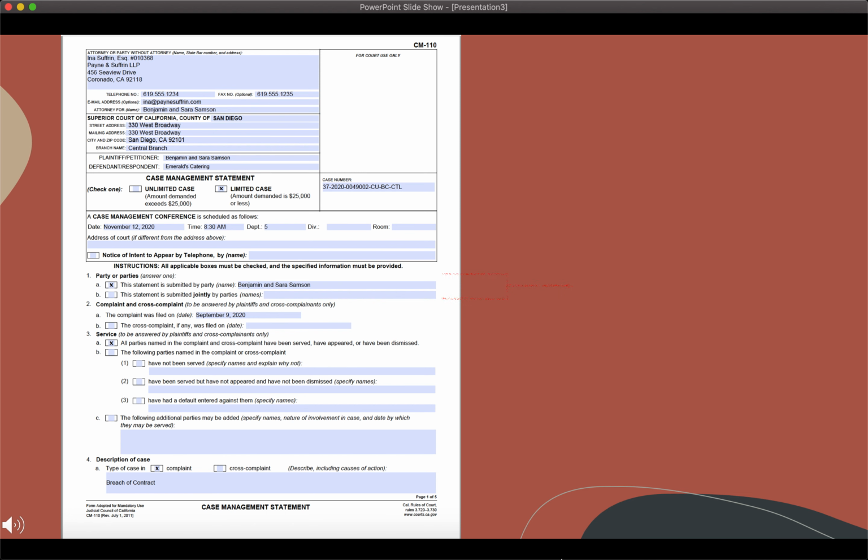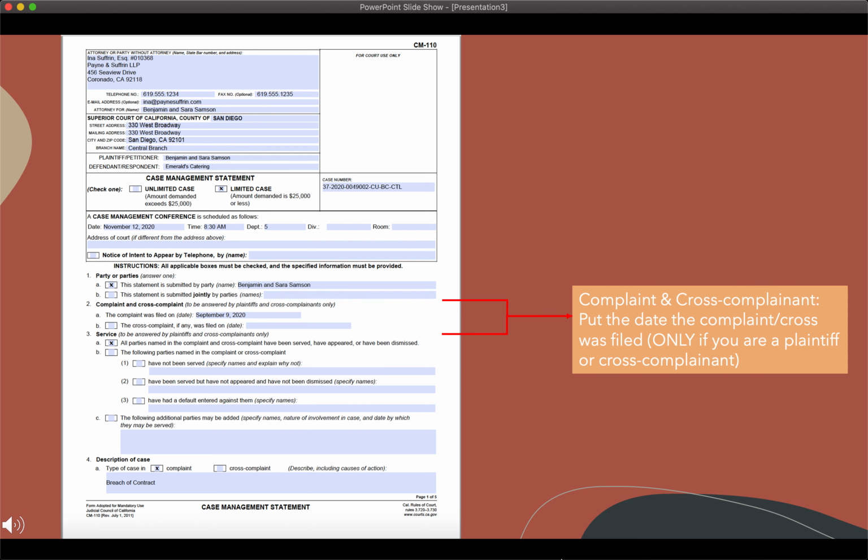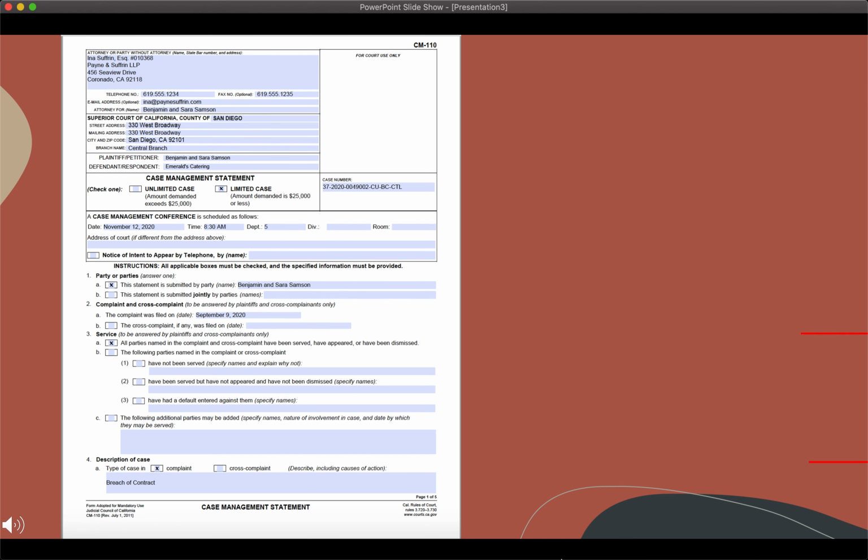Next comes section 2, the complaint and cross-complaint. This is to be answered by plaintiffs or cross-complainants only. In context, we will put September 9, 2020 as the date that the complaint was filed, and leave box B blank. Moving on to number 3 is service.